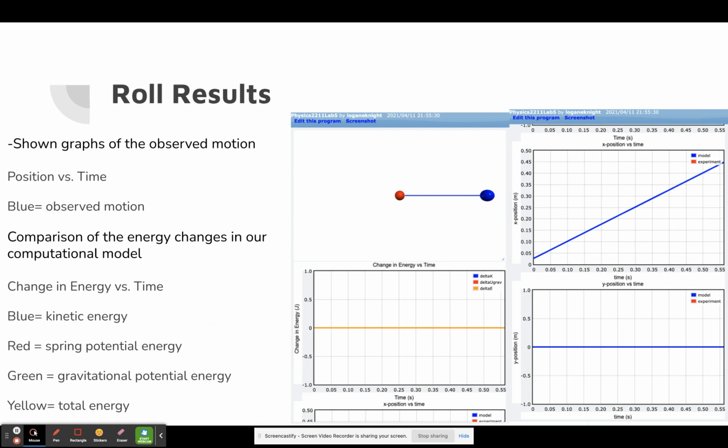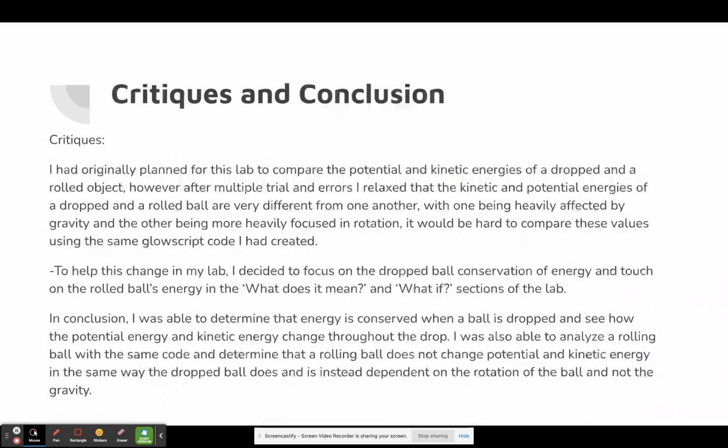I actually did plug a rolled ball into my GlowScript code, and as you can see, we don't really get a delta K or delta U gravity because it's not really affected by gravity since it's just rolling.